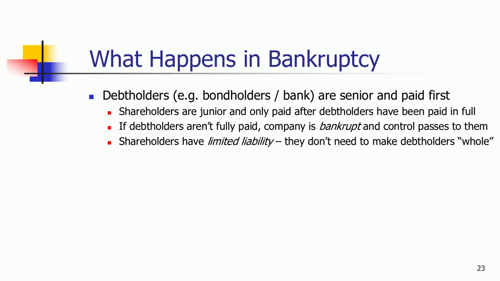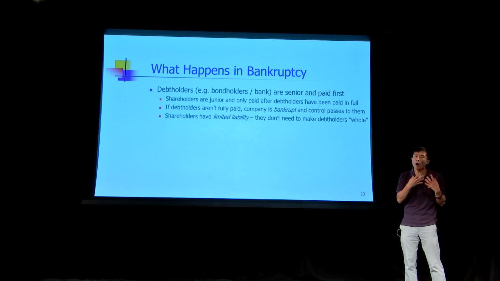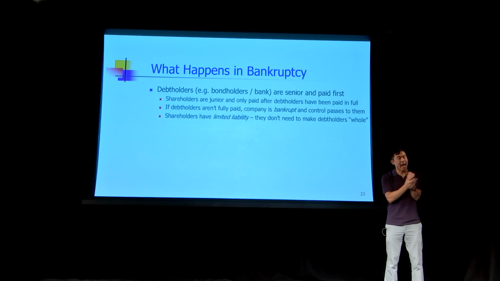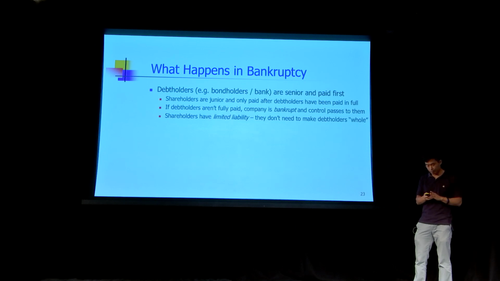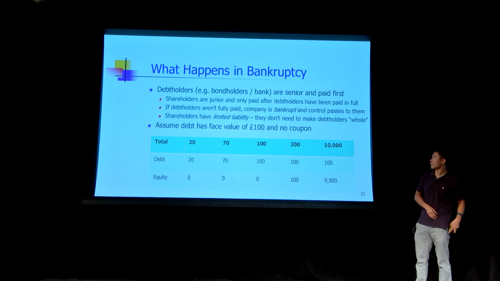Bankruptcy is when a company cannot pay back all of its debt. So if I borrow £100 and my company is worth less than that, I can't pay back everything, I am bankrupt. Now here's the really important thing. Debt, or bonds, is said to be senior. What it means is in a bankruptcy, you are paid first, and then equity, or shares, is said to be junior. You only get paid back after everybody else has been paid first. And so in a bankruptcy, it's much better to be a debt holder, to own bonds, because you're being paid first.